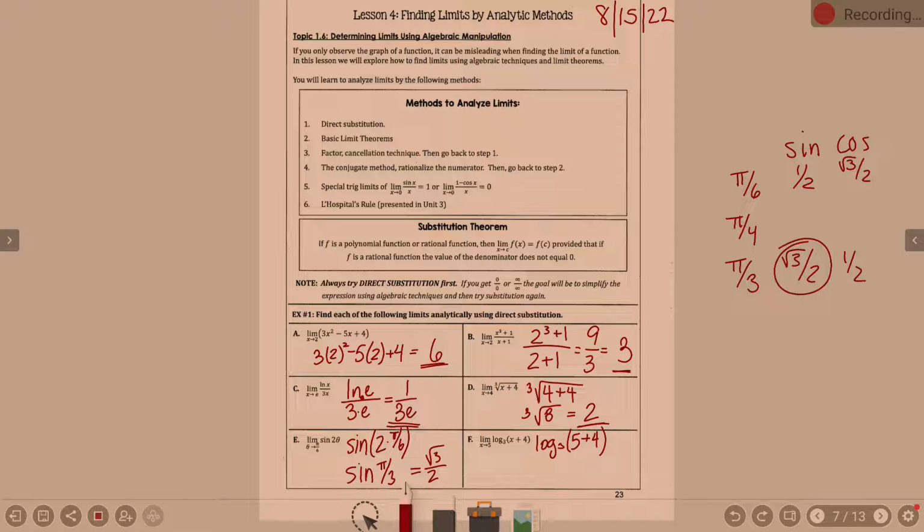Log base 3 of 5 plus 4. Log base 3 of 9. Keep going. What do we know about 9? I don't know. 3 squared. 9 is 3 squared. And so if I have log base 3 of 3 squared, what is that equal to? 2. Man, mean old teacher. Remember saying you have to remember this stuff, right?